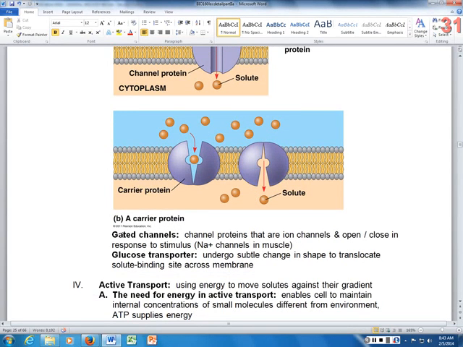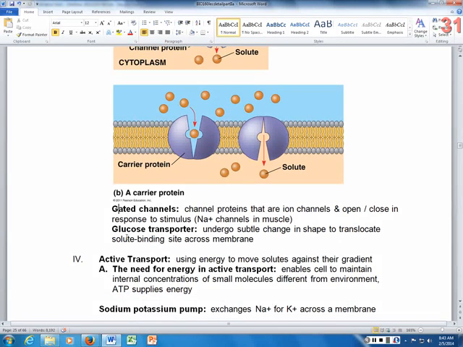So the gated channels, it's supposed to say gated, not graded. Here the channel proteins are ion channels that will open and close in response to a stimulus. The most common example of these are your sodium channels in muscle. What's going to happen is it's going to take sodium in and push potassium out. They're doing that all the time, and it pushes it out actually against a sodium-potassium gradient, so that when you allow it to open, it flows back in. You spend about a third of your resting energy just fueling sodium-potassium channels in your body every day.